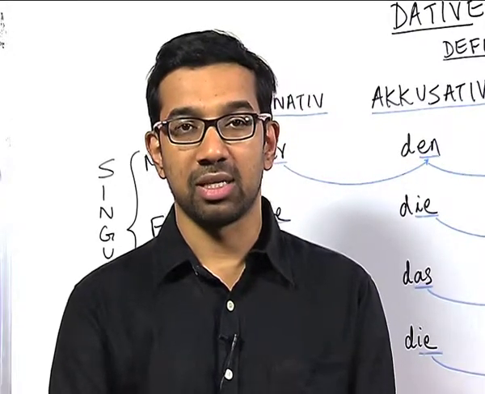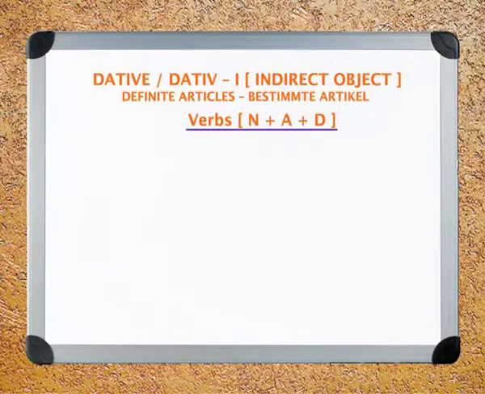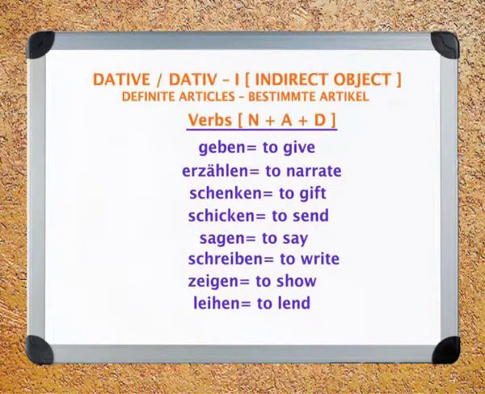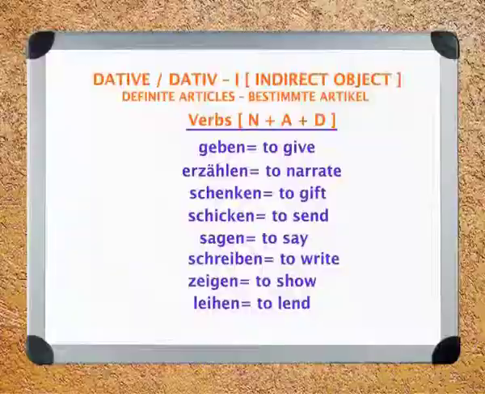A list of verbs which take a nominative, which is N, an accusative, which is A, and also a dative. So, you might be familiar with certain verbs here and certain verbs could be new. Now, we will do some examples with these verbs and see how dative definite articles are used in these verbs.